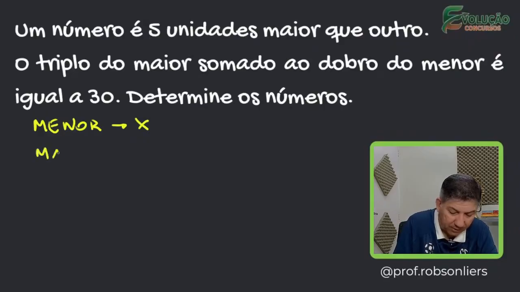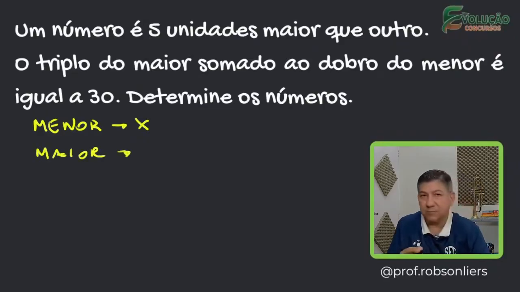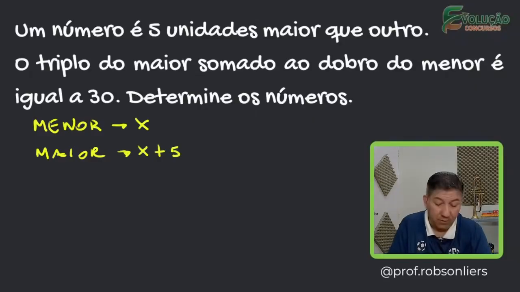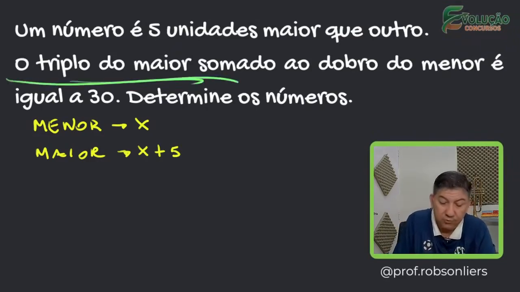The greater one, pay attention, if one number is 5 units greater than the other and the smaller is x, the greater will be x plus 5, okay? And 5 units more. Well, now that we have both numbers, the smaller is x, the greater is x plus 5. Going back to the problem, 3 times the larger number, the triple of the greater one.